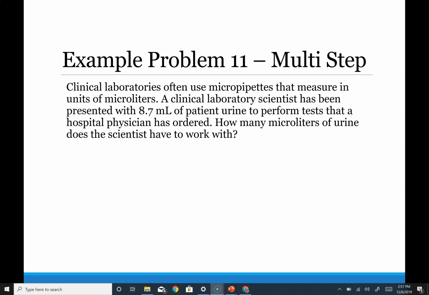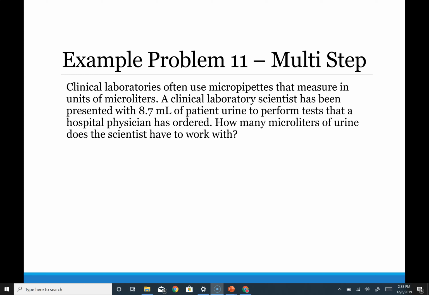Example problem 11 is a word problem, and it reads, clinical laboratories often use micropipettes that measure in units of microliters. A clinical laboratory scientist has been presented with 8.7 milliliters of patient urine to perform tests that a hospital physician has ordered. How many microliters of urine does the scientist have to work with?